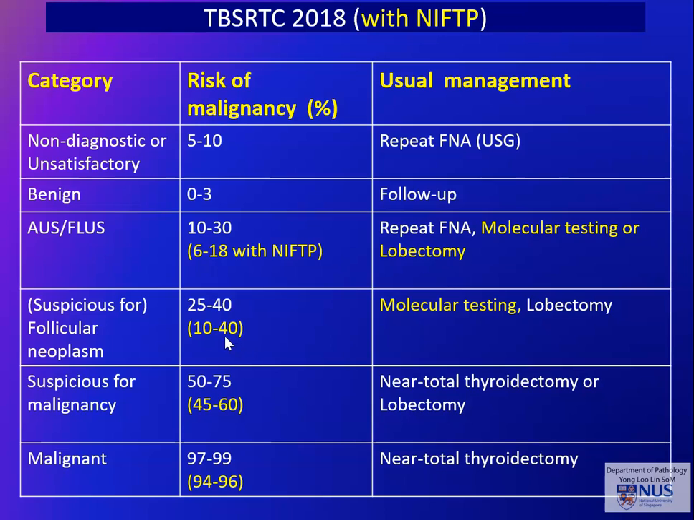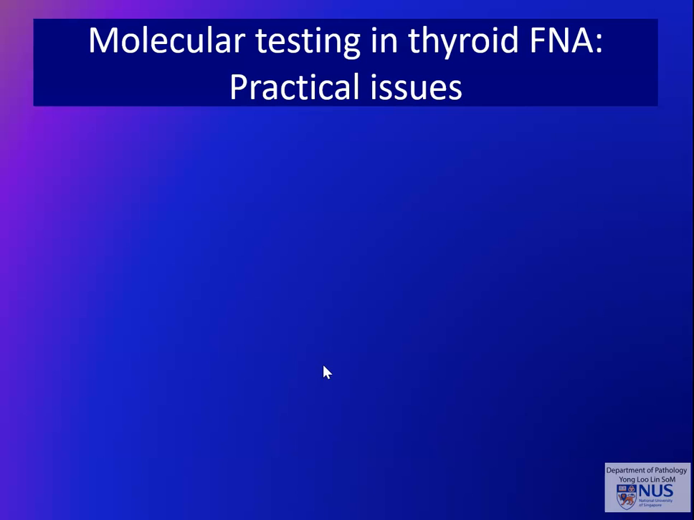25 to 40% or 10 to 40% risk of malignancy. And again, the management is to consider molecular testing or to perform lobectomy. And then suspicious for malignancy with usually surgical management recommended. And of course, malignancy, usually again, surgical management.